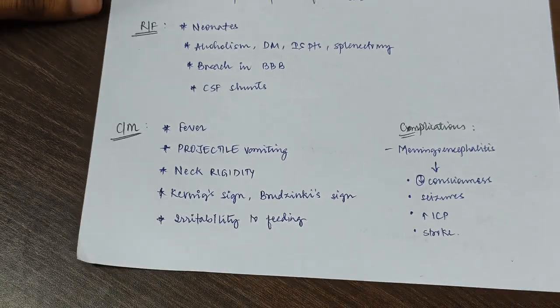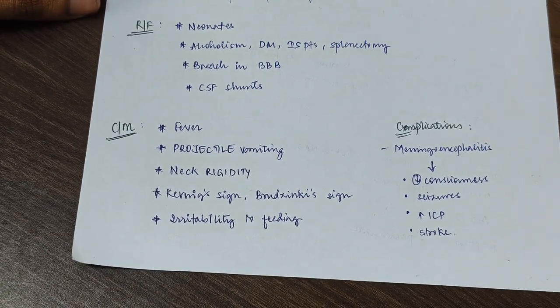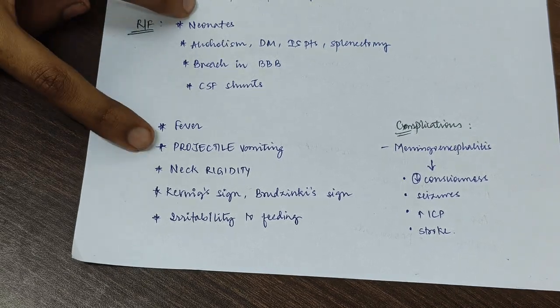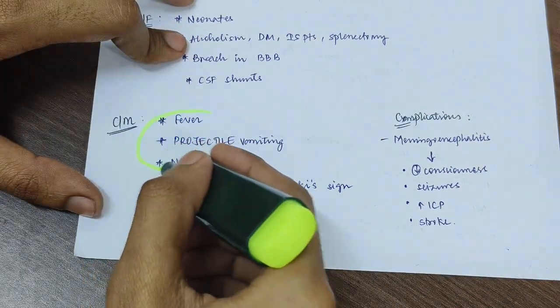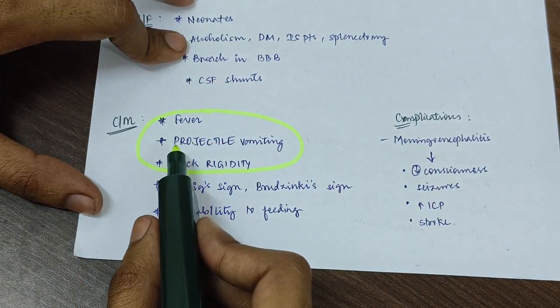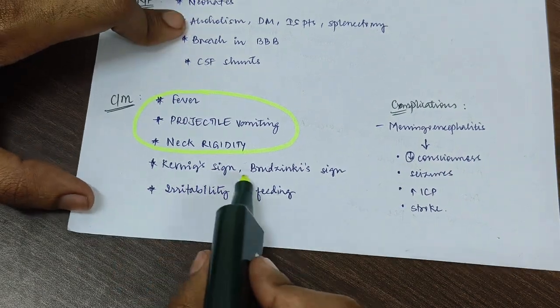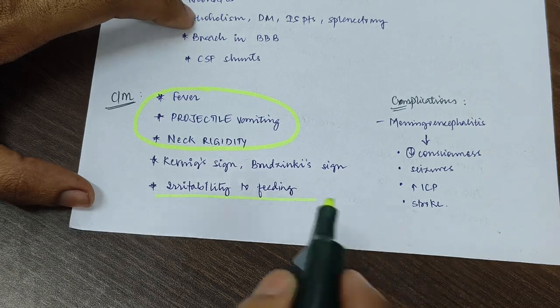Then at last it is clinical manifestation. There you are going to see fever, projectile vomiting, neck rigidity. These three are very specific: fever, projectile vomiting, neck rigidity. Then the signs are Kernig sign, Brudzinski sign. Irritability to feeding is seen specifically in the babies.